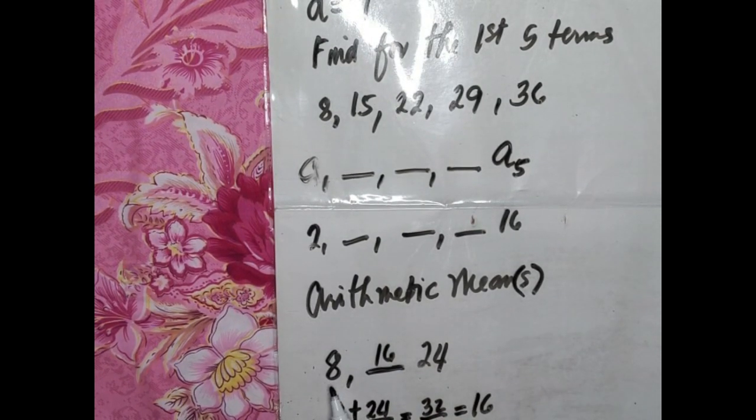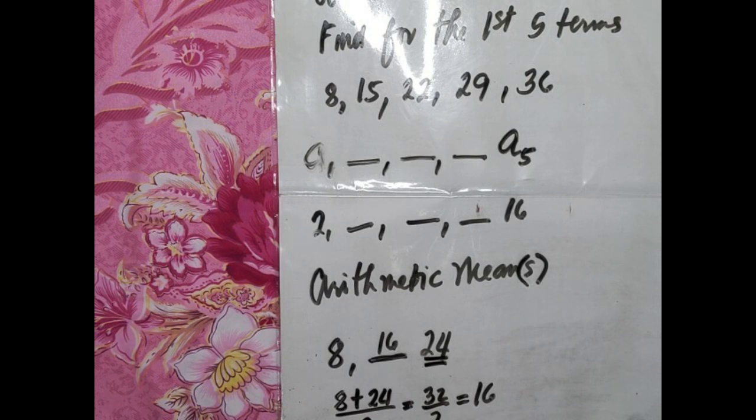Now, what is the common difference then? The common difference is equal to 16 minus 8, and that is equal to 8. So what is 16 plus 8? That is 24. That is how you're going to find the arithmetic mean between two terms.